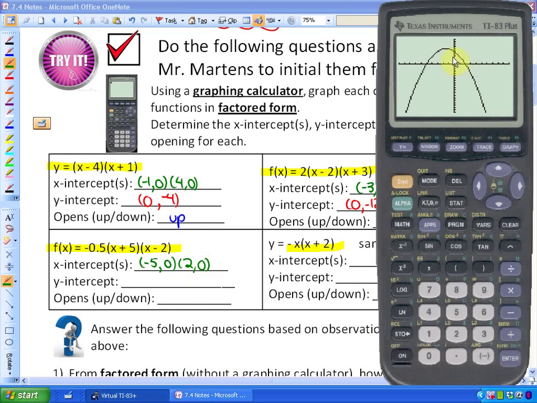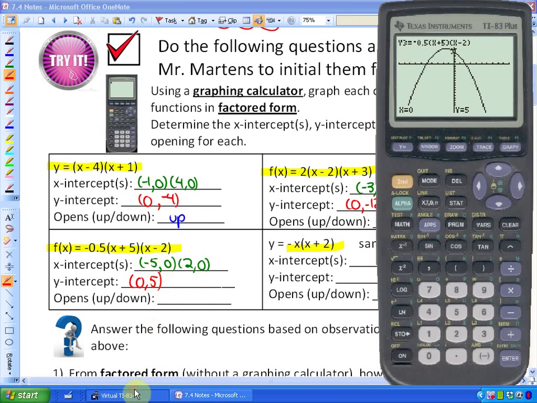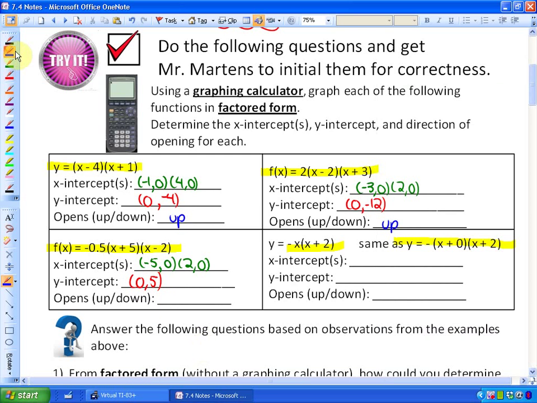The y-intercept is not quite so clear, so I'm going to actually calculate it. The y-intercept is at 5. And this function opens down. Let's go ahead and do the last one.